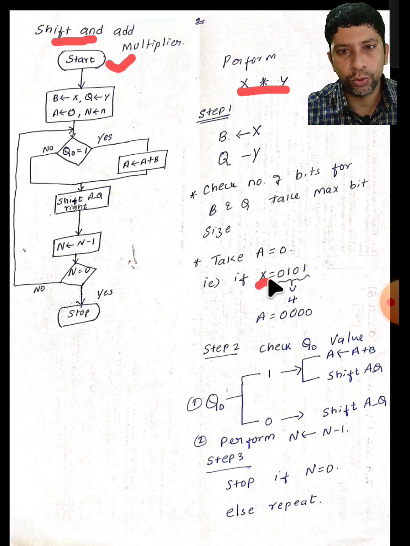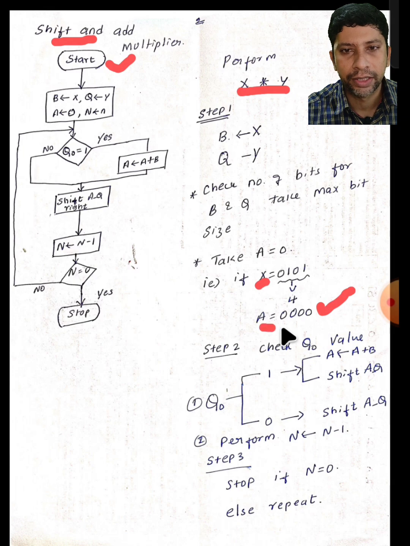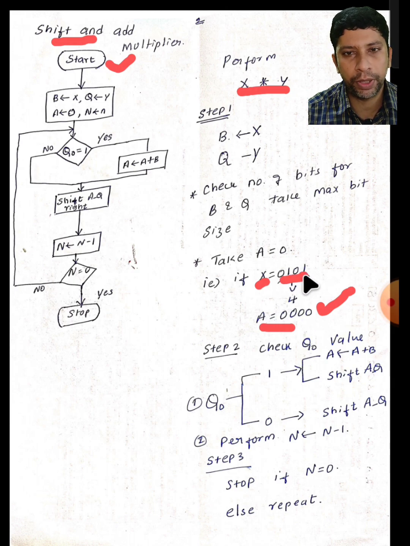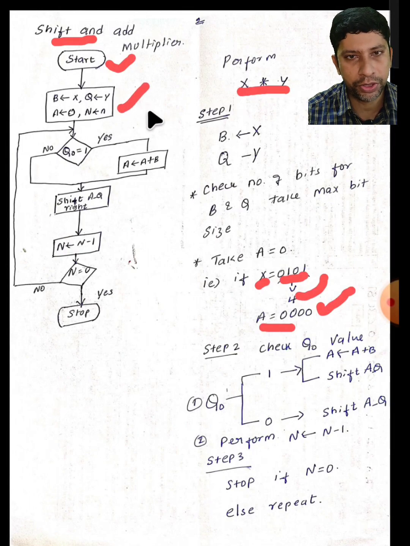If my x is going to be 4-bit, 1, 2, 3, 4, then obviously a is going to be 4-bit. So this is about your a value. Every time, a value is assumed to be 0. Next we are going to have n. N is the number of bits that you are going to have. If this is 4-bit, the n value is going to be 4. That is all about your assumptions. With that, we have completed the first step.